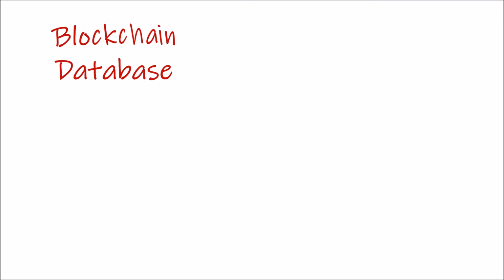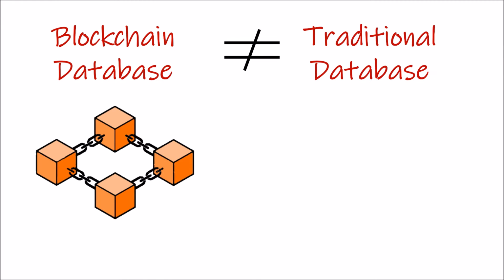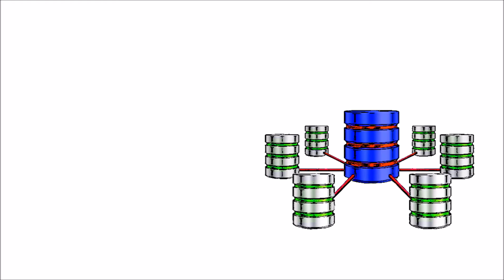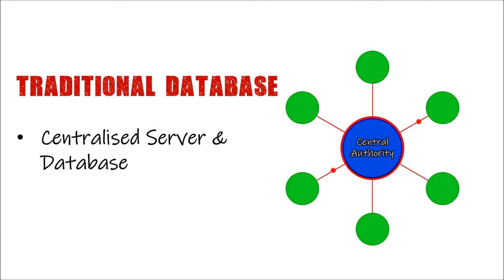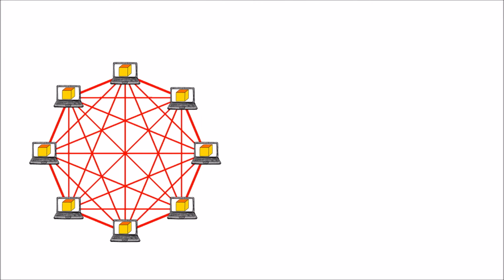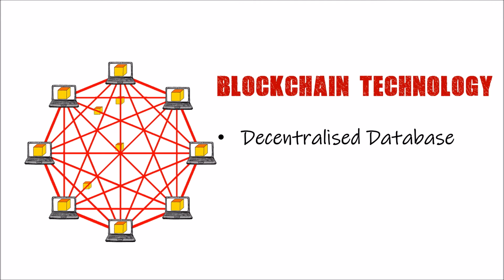To put it simply, blockchain is a database or digital ledger of transactions, and it is different from a traditional database. In a traditional database, data is stored in a centralized server. Only the centralized authority has power to change or delete the data. In blockchain, the data is shared across a network of computers. They run on a special software that ensures all data remains identical. The data is secured using cryptography and can only be changed by people authorized to do so.